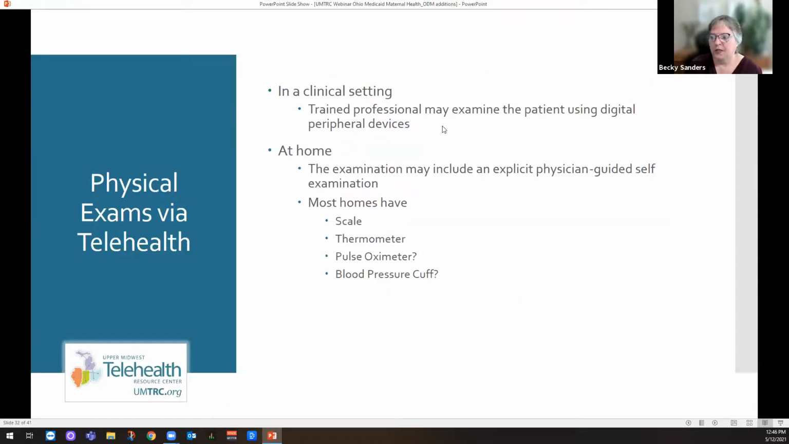So in the clinical setting, you may have a medical assistant that comes in and takes the patient's blood pressure and weight and all of that. But at home, again, most homes are going to have a scale and a thermometer, and they might possibly have a pulse oximeter or a blood pressure cuff. So you can still get most of those basic vitals.